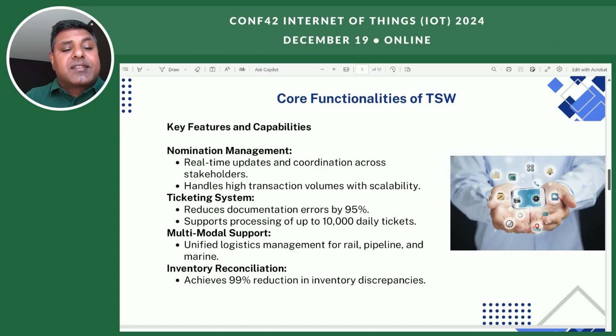The automated ticketing system reduces documentation errors by 95% and supports processing of up to 10,000 daily tickets. Multimodal support provides unified logistics management for rail, pipeline, and marine. The inventory reconciliation achieves a 99% reduction in inventory discrepancies.